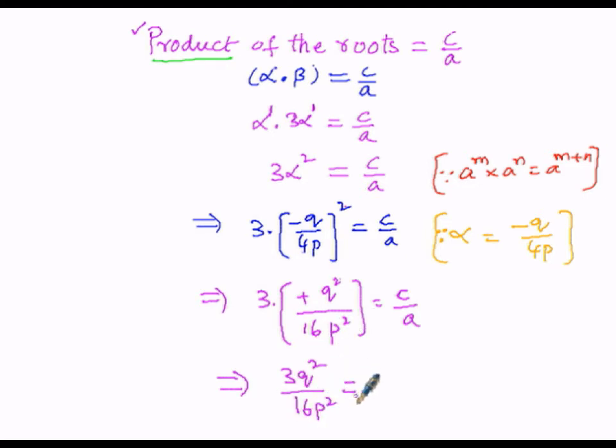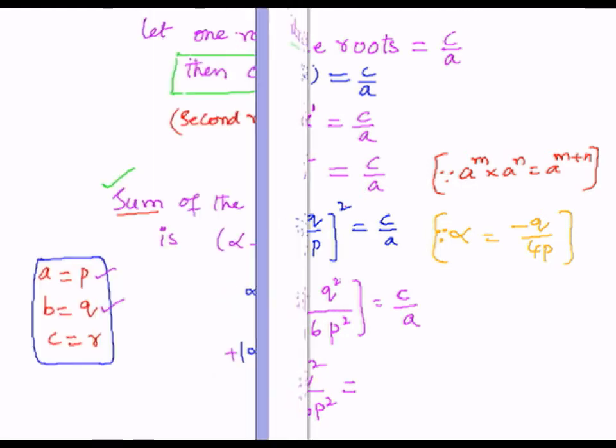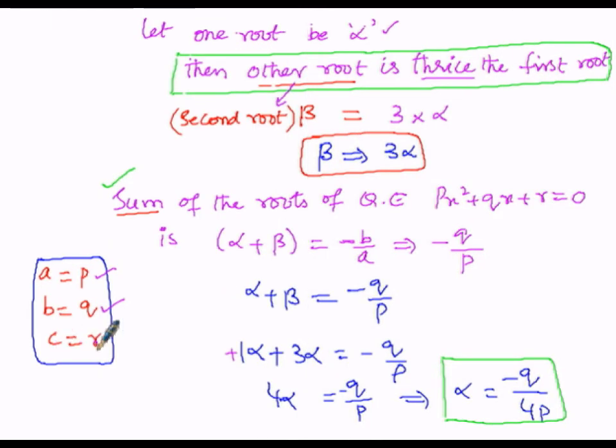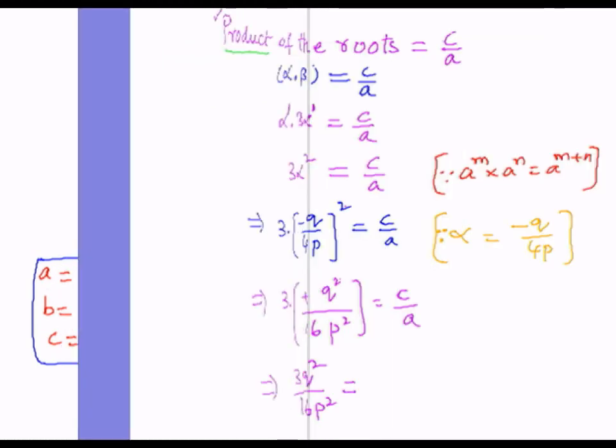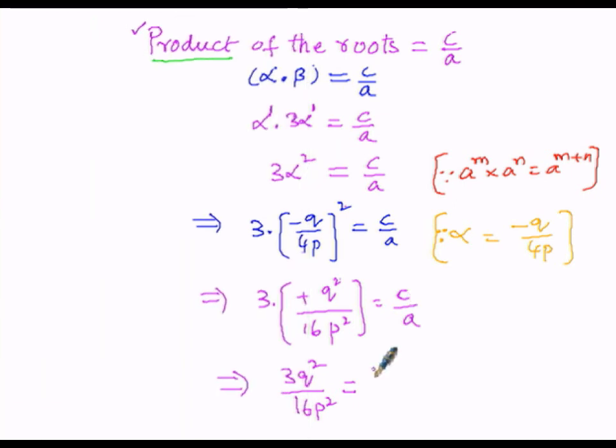Equals c. Say here the c value is r and the a value is p. So c is r and a is p. So we can replace c by r divided by a by p. So I got this logical step by utilizing c is equal to r and a is equal to p.